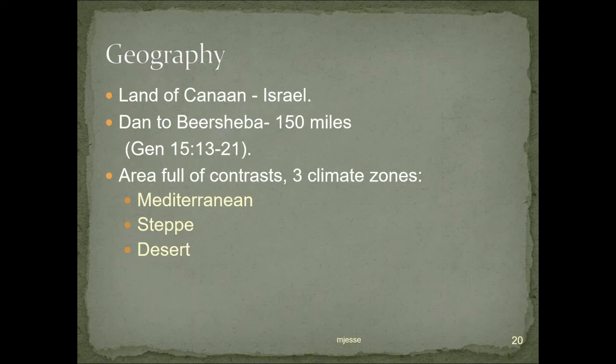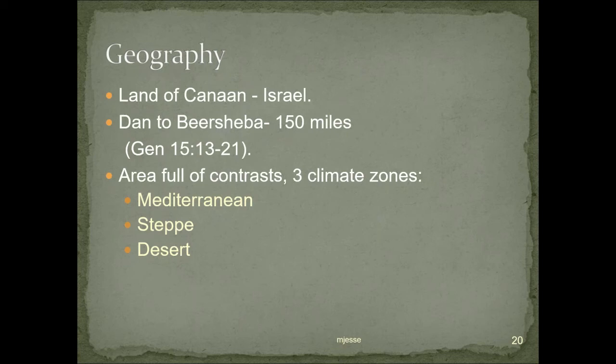Geography in the land of Canaan, Israel. It's important to understand the geography in order to fully appreciate the works of the Bible. Israel is a small land area. Abraham was promised the land from Dan to Beersheba, which is about 150 miles. And it's an area full of contrasts. It includes 3 climate zones: Mediterranean, steppe, which is prairie or semi-desert, and the desert.